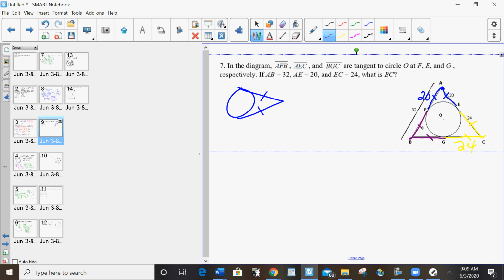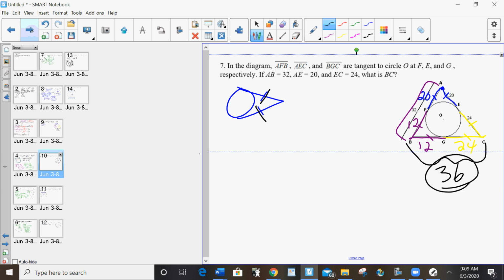Little twist here, if this whole thing is 32, I could subtract the 20 to get 12, so each of those must be 12. It's asking for BC. BC is this whole thing. 12 plus 24 is 36. So the rule, all tangents drawn from the same point, is the rule that's being used in this problem. Whenever you see two tangents drawn from the same point, they must be congruent.